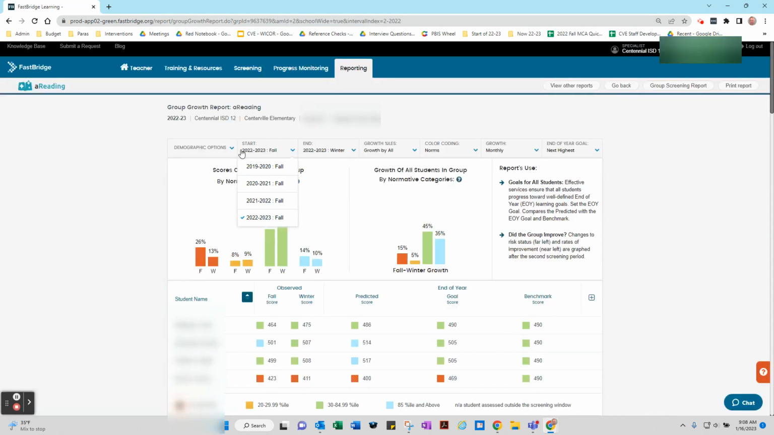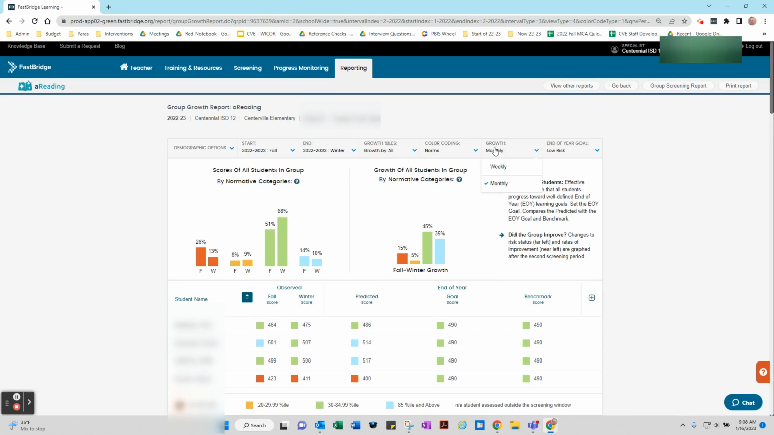Now, there's a couple of buttons or drop downs up here that we have to adjust so that we can see the report appropriately. The first thing we're going to do is go to where it says end of year goal, and we're going to choose low risk. The reason we're doing that is that's when students are no longer at risk, and it's our goal for our building to move students to that low risk level.